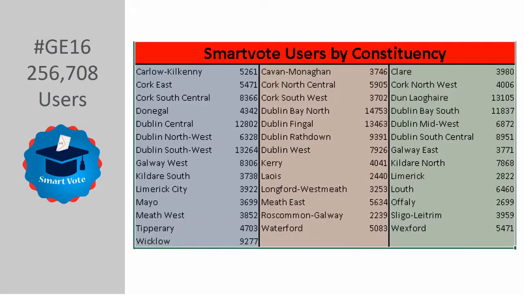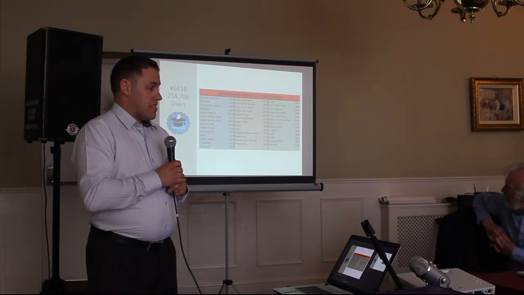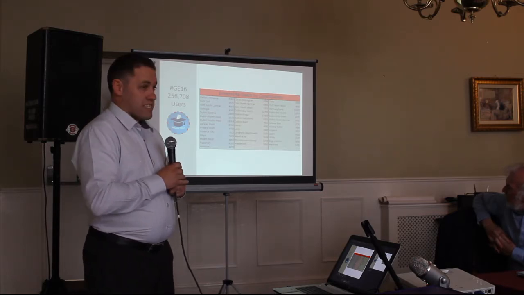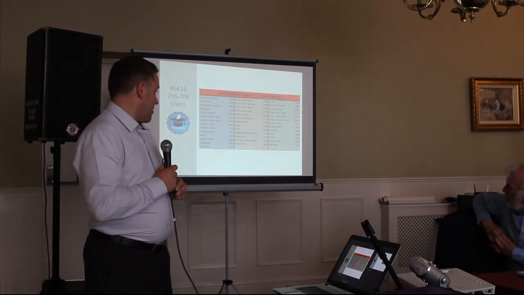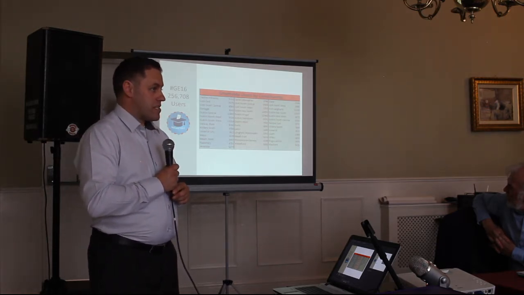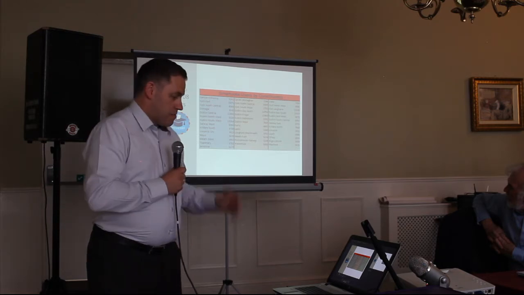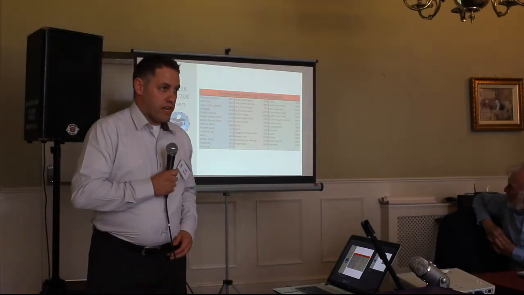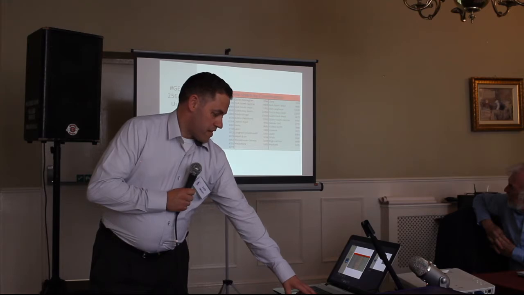And you probably can't see that very well, but it basically gives a breakdown of all the constituencies. So as you can see, every single constituency used the site. There was no constituency with less than 2,000 users of the site, so that was really good because we had no money to advertise. Obviously word of mouth spread around the country very fast.